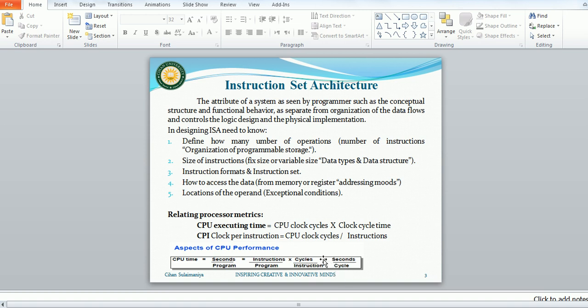If you see here, cycles go with cycles, instructions go with instructions. So what is left here? Seconds per program. So the time required for the central processing unit is how many seconds per one program. That's the speed of the central processing unit.